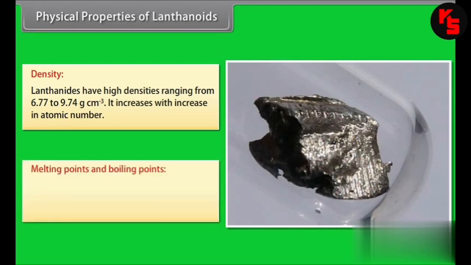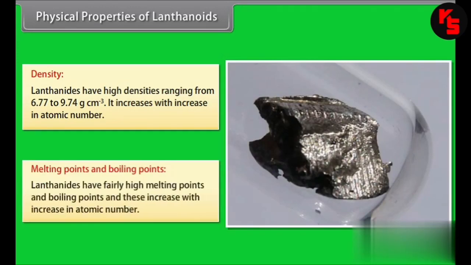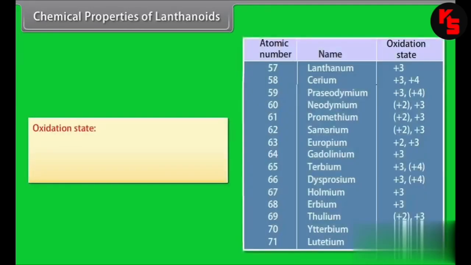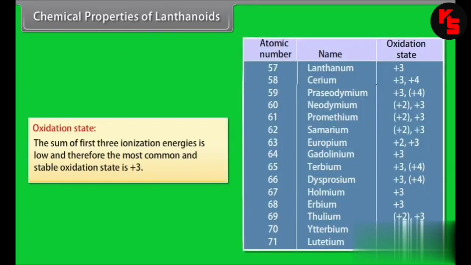Melting points and boiling points. Lanthanides have fairly high melting points and boiling points, and these increase with increase in atomic number. This is because the attraction between atoms increases as the size decreases. Chemical properties of lanthanoids. Oxidation state. The sum of first three ionization energies is low, and therefore the most common and stable oxidation state is +3.